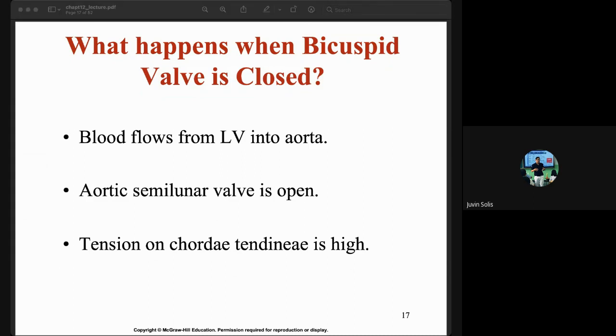How about here? What will happen when the bicuspid valve is closed? If the bicuspid valve is closed, the blood flows from the left ventricle into your aorta. Your aortic semilunar valve will open. Now the tension on the chordae tendineae is high. Okay, how about the next one?